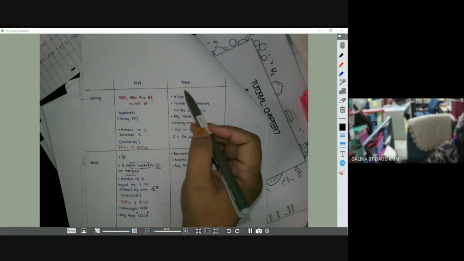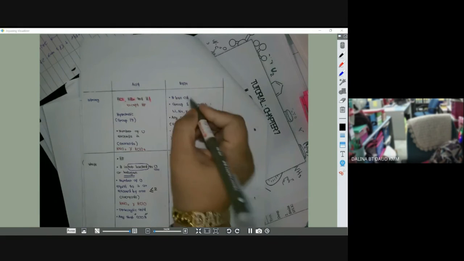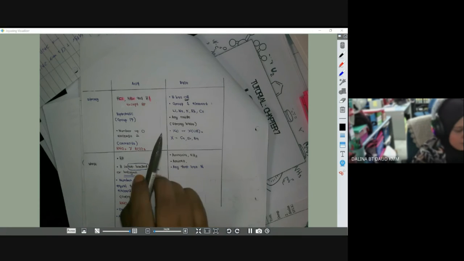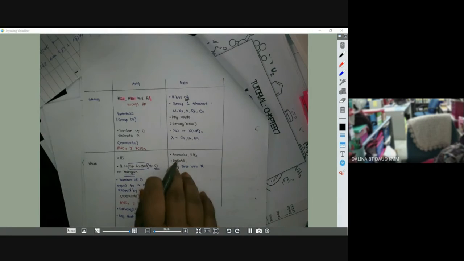Untuk base paling mudah. Kalau strong, dia mesti ada OH. NaOH, KOH, BaOH. Semua yang ada OH, automatic, it is strong base. Sodium hydroxide, lithium hydroxide, potassium hydroxide, rubidium hydroxide, and it bonded to group 1 element. 1 and 2 lah, 2 pun boleh juga. Magnesium hydroxide. 1 and 2.